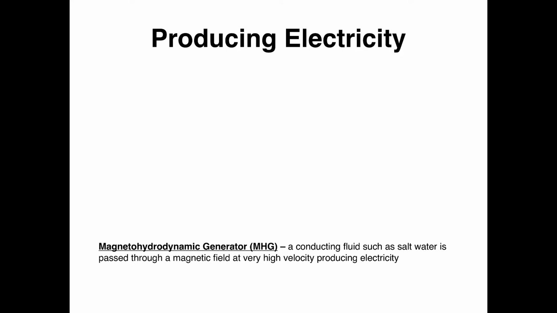Now, another way to produce electricity is this great big long word, magnetohydrodynamic generators. Magnetohydrodynamic generators simply take salt water, which has ions in it, and pass it through a magnetic field at a very high velocity. What you're doing is passing electrical charge again through a magnetic field, and because it's microscopic, you have to do it at high speeds in order to produce a significant amount of electricity.